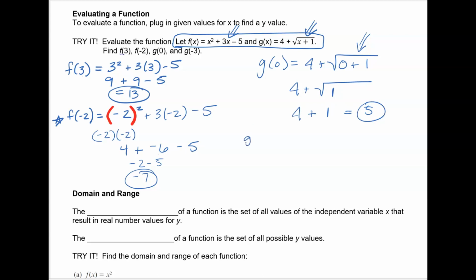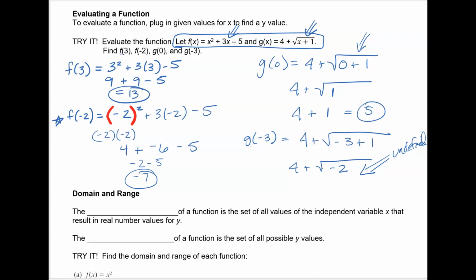And then let's do one more, g of negative 3. So that leaves me with 4 plus the square root of negative 3 plus 1. So let's do the inside of the square root. Negative 3 plus 1 is negative 2. Now here's where you have to stop for a minute. Anytime you get a negative under the square root, you're going to get an answer that's undefined, and here's why. Think about this for a minute.